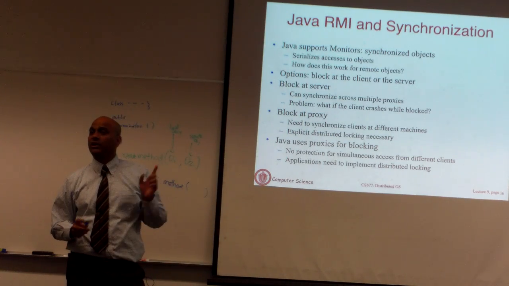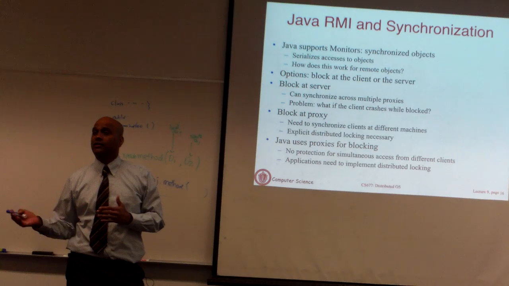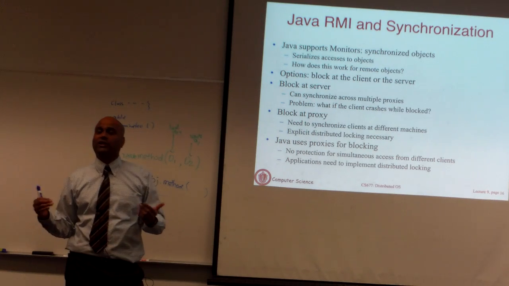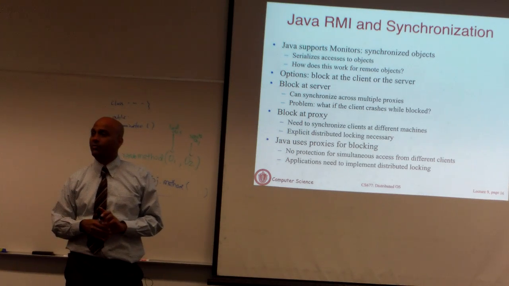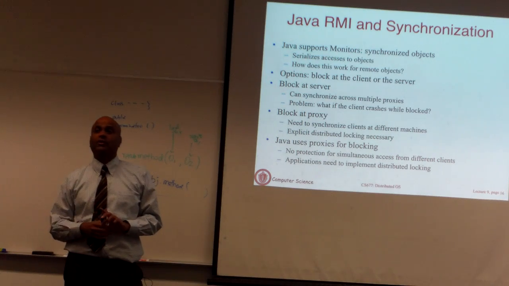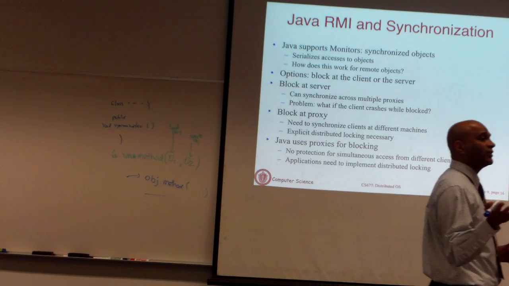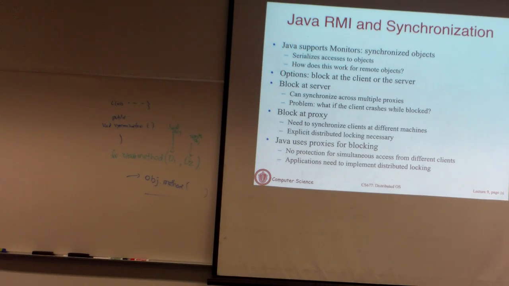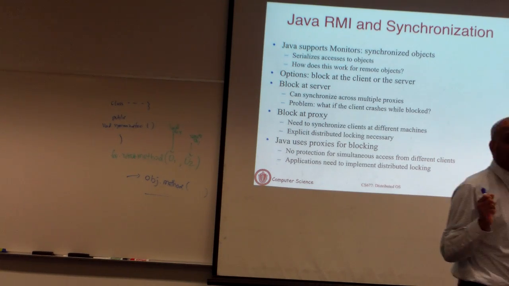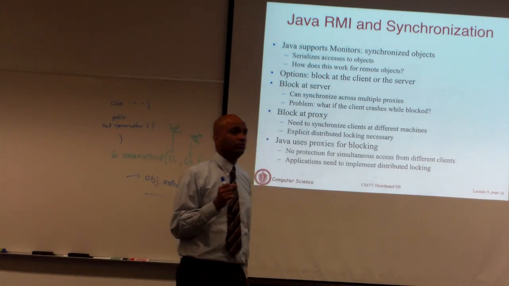In one case, the locking is done at the server side. In the other case, each client coordinates and says, I will not even send my RMI request. The client stub code will say, I will not even send my RMI request if the server is busy, the lock is already in use. So these are all important issues to know.